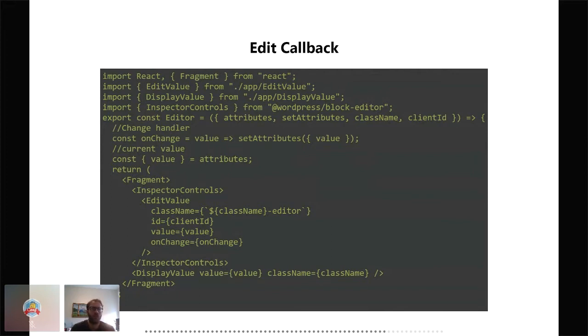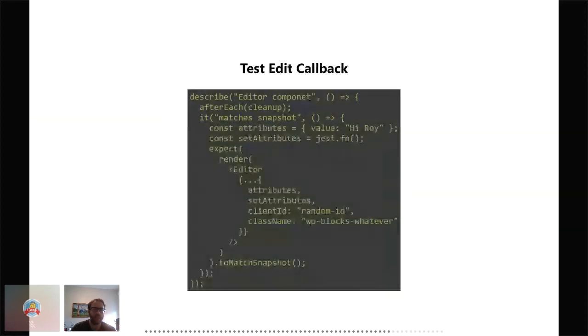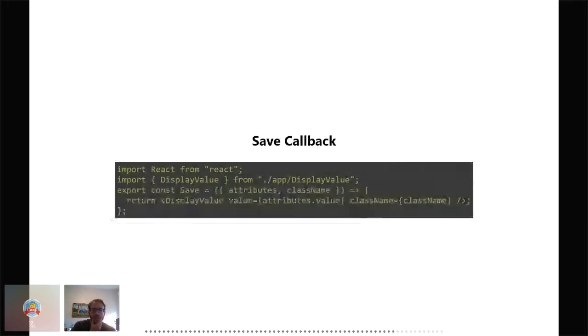So in here, I'm just going ahead and putting inside of inspector controls that same edit value, and at the bottom, just showing the display. And so this is just mapping. It's creating an unchanged function out of set attributes and getting out of attributes the value. And then I can just test this with the snapshot. And I think in my example code, you will see that I have one test that checks whether or not it can change. But I kind of trust set attributes at this point, right? Not my responsibility.